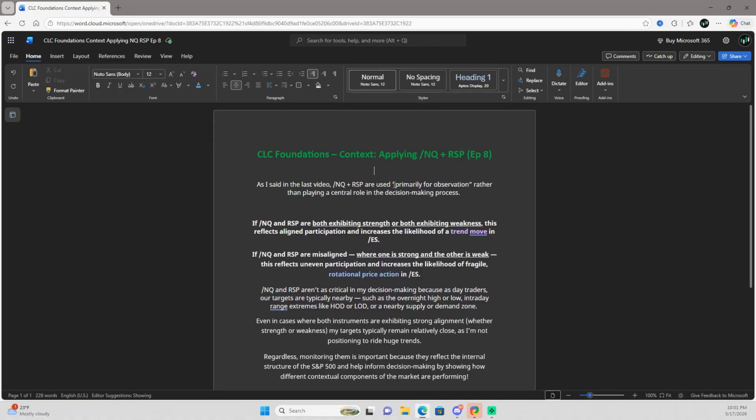So, as we've stated, these tools are primarily for observation. They are not playing a central role in our decision-making process, like the VIX. So if NQ and RSP are both exhibiting strength or weakness, so let's say the NASDAQ and RSP are trading above their previous session high or below their previous session low, then these two examples would reflect aligned participation on a shorter time frame between tech and the overall broader market. And so what that's going to do is increase the likelihood of a trend move in ES, or of sustained upside or downside price facilitation within ES.